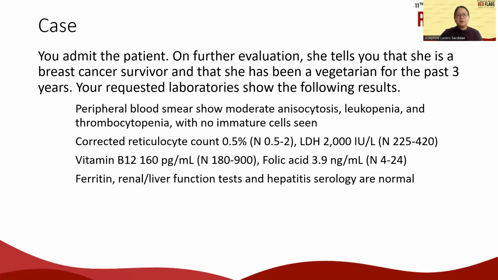Let's go back to the case. You decide to admit the patient, and on further evaluation, she tells you that she is a breast cancer survivor and that she has been a vegetarian for the past 3 years. Your requested laboratories have shown the following: her peripheral blood smear shows moderate anisocytosis, leukopenia, and thrombocytopenia with no immature cells seen, corrected reticulocyte count of 0.5%, LDH of 2000, vitamin B12 of 160, folic acid of 3.9, with the rest of her blood work being normal.